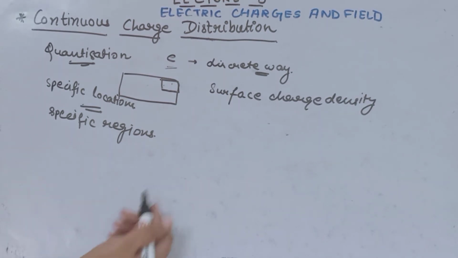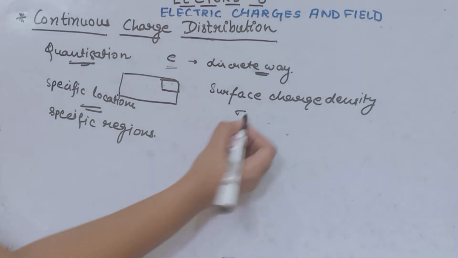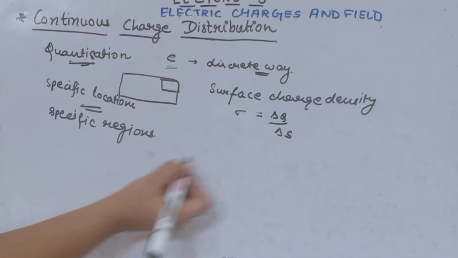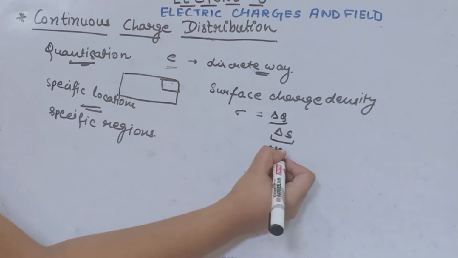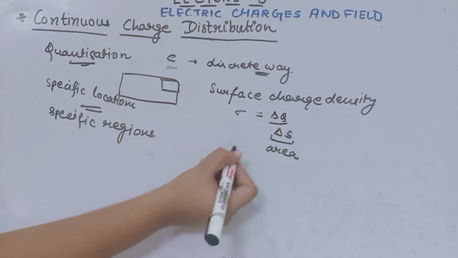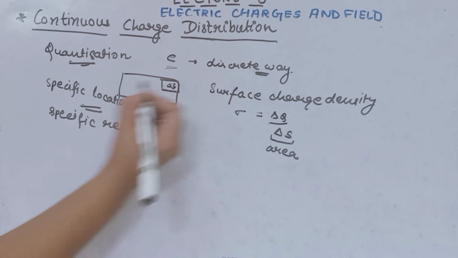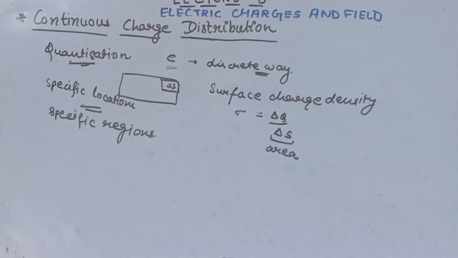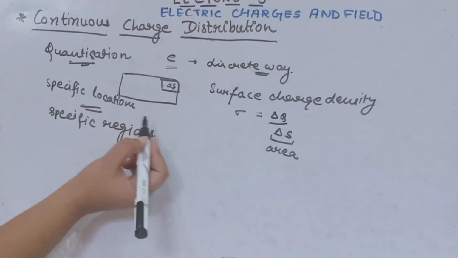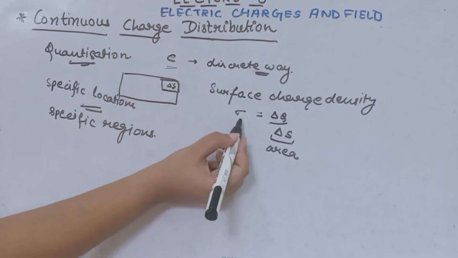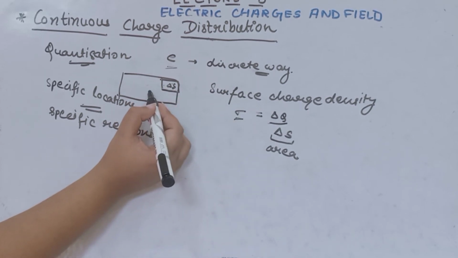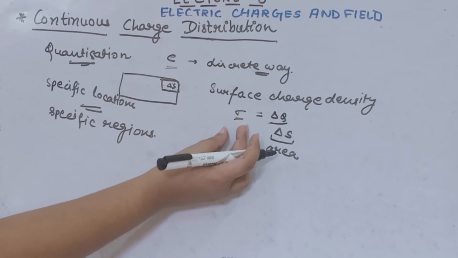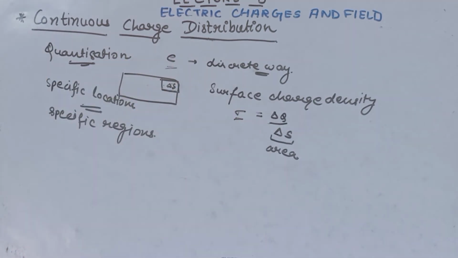What do we mean by surface charge density? So surface charge density is represented by sigma and it is defined as delta Q upon delta S, where delta S is the small area that we have chosen for our measurement. Suppose this is delta S and delta Q is the small charge contained in this area. So what we do, we choose different areas like this and we find the surface charge density of each region, and when we add it at the end we get the continuous and complete surface charge density of this conductor.